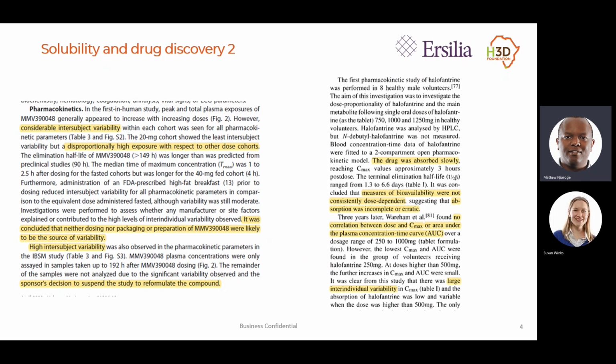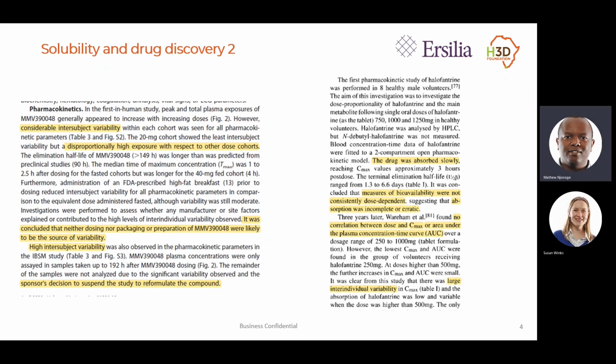They say they saw considerable inter-subject variability. And the reason we are getting variability is because my stomach pH might not be the same as your stomach pH, might not be the same as the stomach pH of someone who had breakfast this morning. So if your compound is, let's say, more soluble at a lower pH, and someone has a lower pH while someone else has a higher pH, then the solubility of the compound is going to be different, and that's going to mean that different amounts of compound are absorbed.